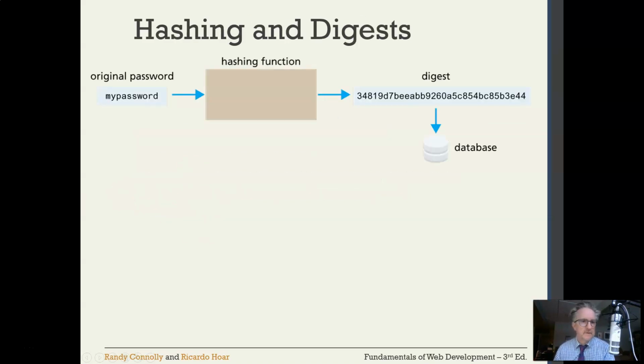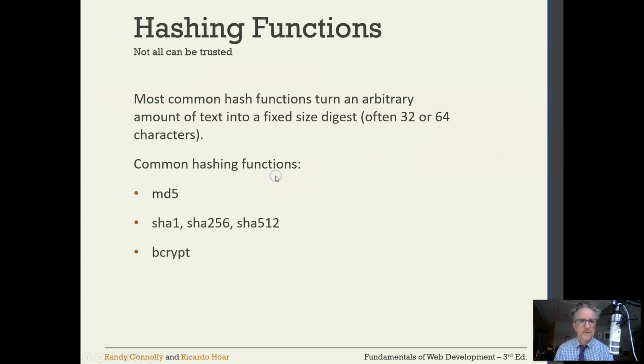So here we've got our original password. That's the password that we've received from the browser. Okay, we run it through a hashing function, and it outputs some kind of digest. That digest is what we're going to store in our database. Most common hash functions turn an arbitrary amount of text into a fixed size digest, say 32 or 64 characters. They're kind of magical in many ways.